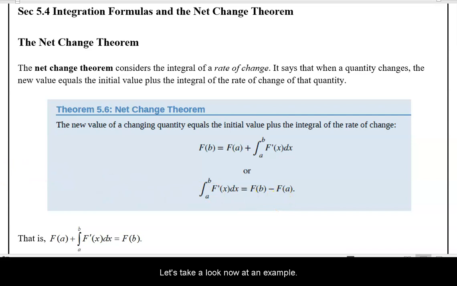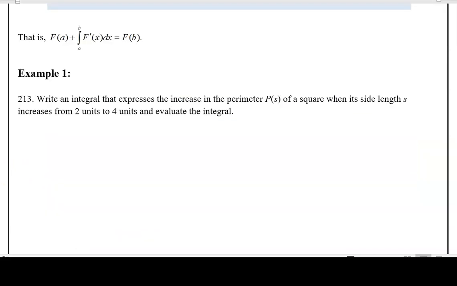Let's take a look now at an example. This is example 1, which is problem 213 out of your textbook. It says, write an integral that expresses the increase in the perimeter, given by uppercase P, as a function of the side length s of a square when its side length s increases from 2 units to 4 units, and evaluate the integral.